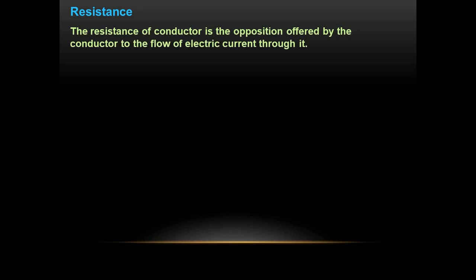The resistance of the conductor is the opposition offered by the conductor to the flow of the electric current through it. So from the graph we have R equal to V by I. This is what we call the resistance. And from the I-V graph, the slope of the graph, the angle made by the straight line to its horizontal axis, tan theta, will give you the resistance.